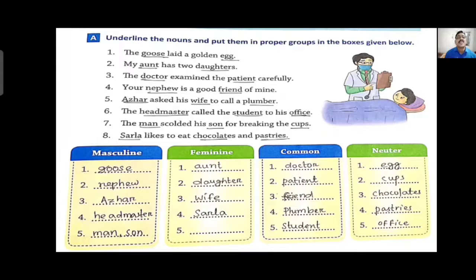Sarla likes to eat chocolate and pastries. Sarla is a girl, so feminine gender. Chocolate is a non-living thing, it is neuter gender. And pastry is also a non-living thing, neuter gender. So I have selected the nouns and written them in the right column of the gender: masculine, feminine, common and neuter.